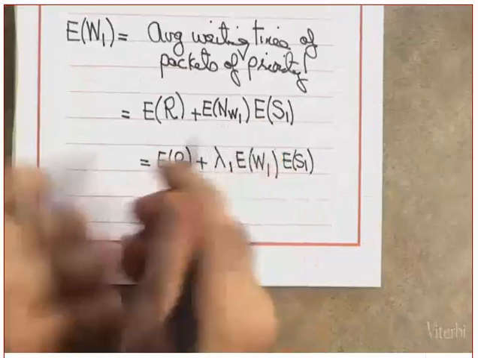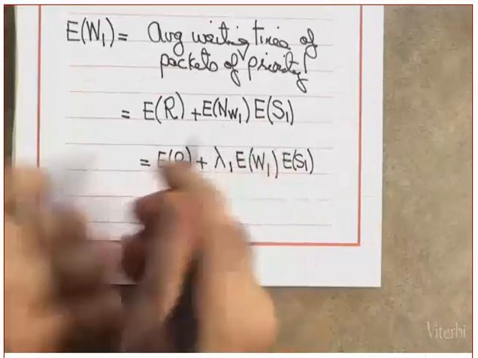You are struggling here. It's lambda 1 E of W1 times E of S1. Clear? Okay. Plus. What is this? Lambda 2 E of W2 times E of S2. Clear?